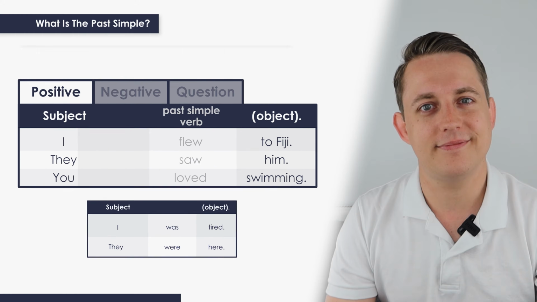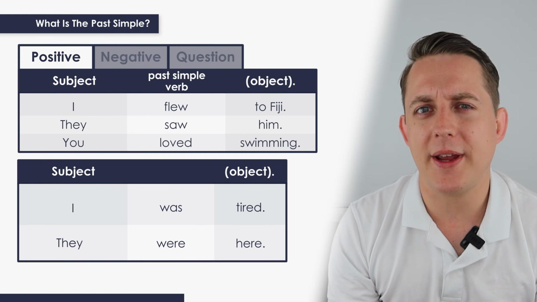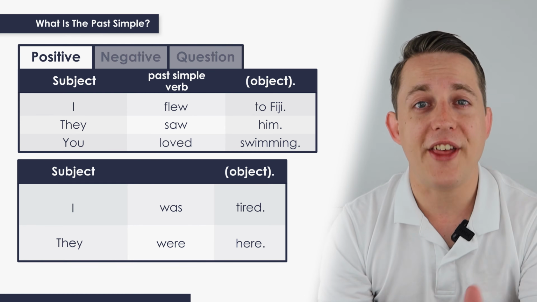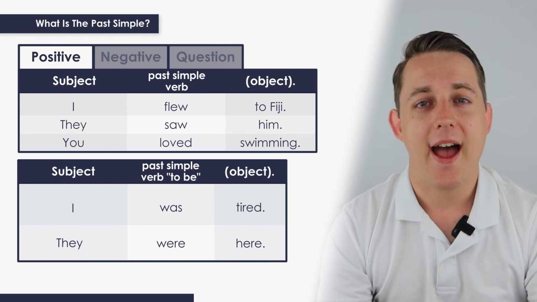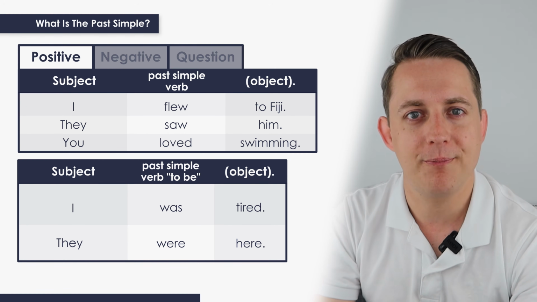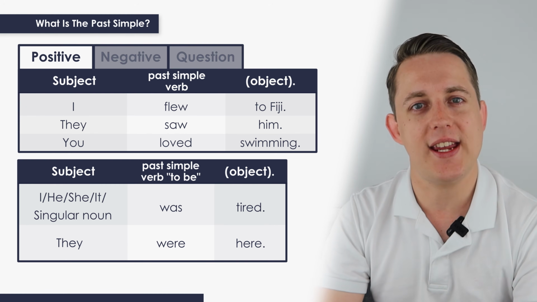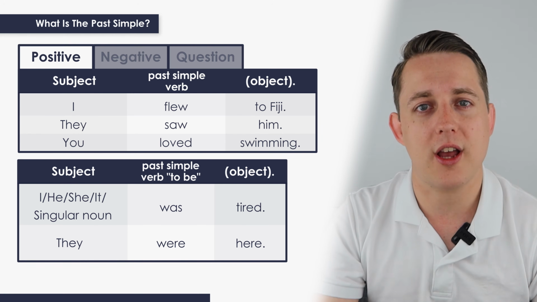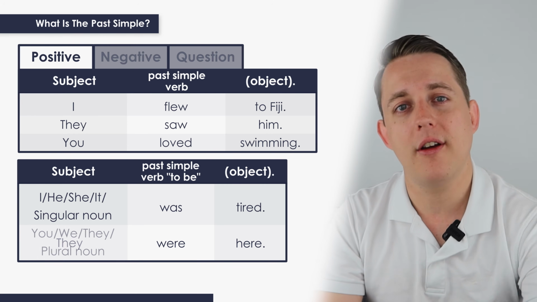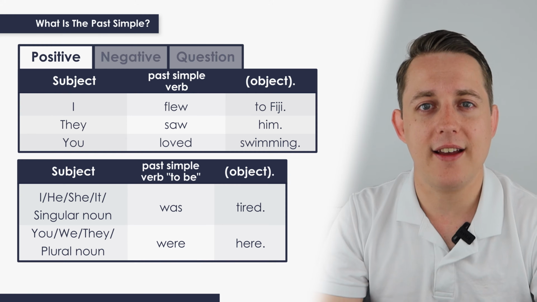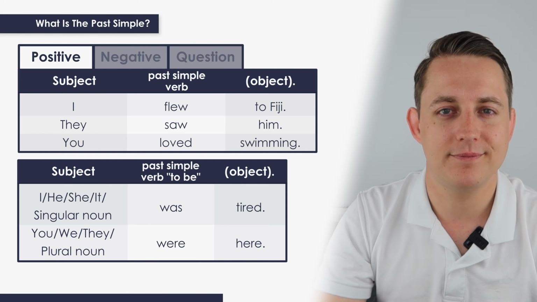Now take a look at these two sentences. They're a little bit different because they don't take regular verbs. They need the verb to be. And the verb to be in the past simple is was and were. Was for I, he, she, it, and singular nouns. I was tired. The dog was hungry. And were for you, we, they, and plural nouns. They were here. The children were happy.